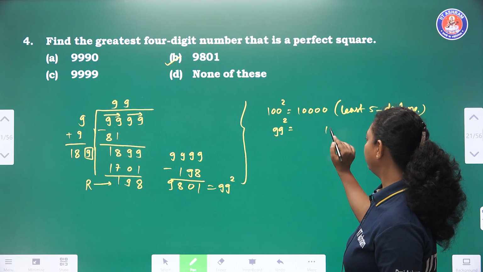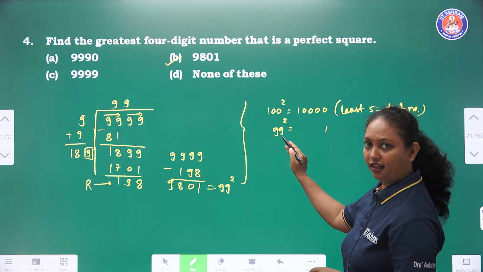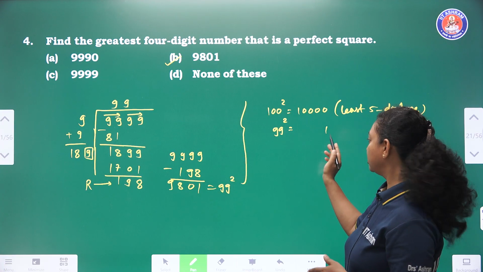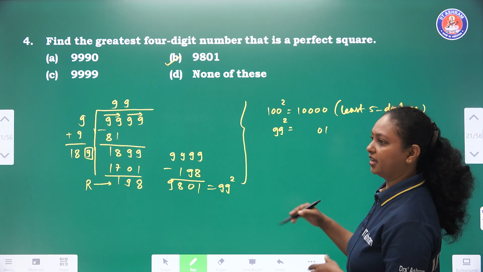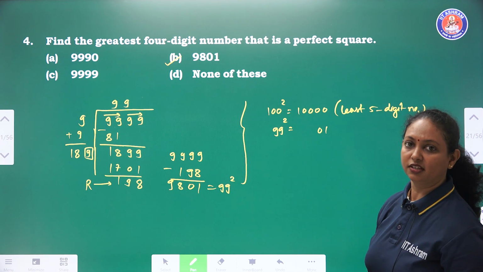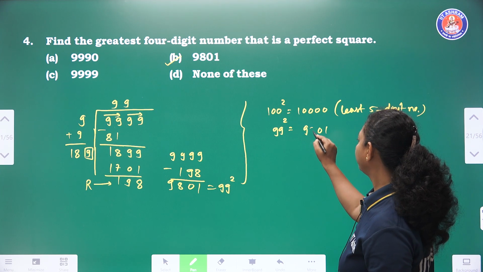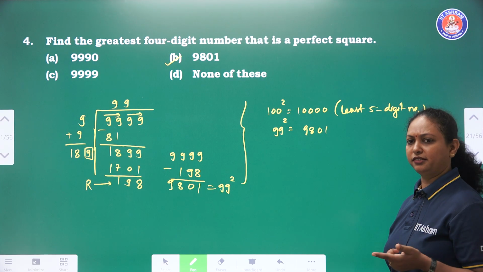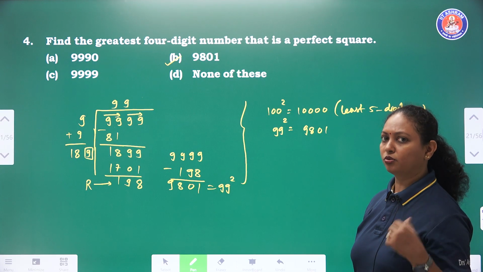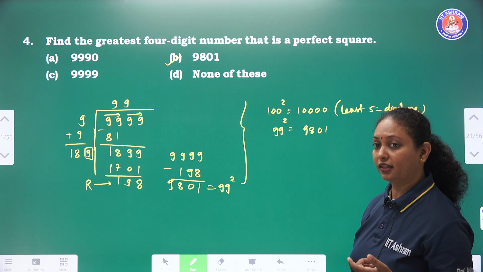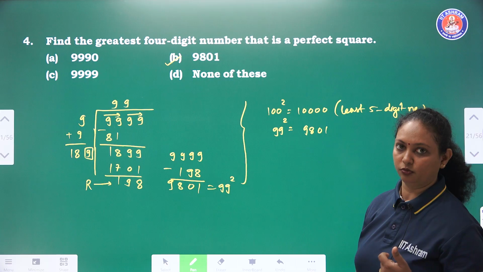9 square is 81, 8 is carry. 9 9s are 81. 81 2s are 162. 162 plus 8 is 170. So we carry forward 17. 9 square is 81. 81 plus 17 is what? 98. So again you will get the answer. The faster you do maths, the quicker. It was the column method but we tried it mentally, then we will get the answers quickly. So for speed, we always have to use mental maths more.